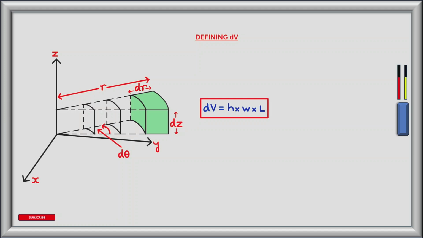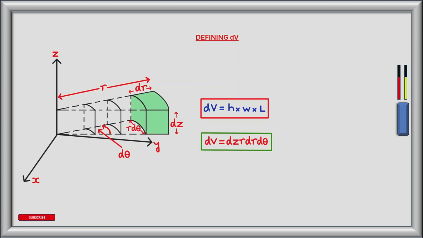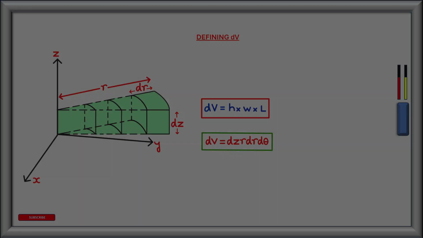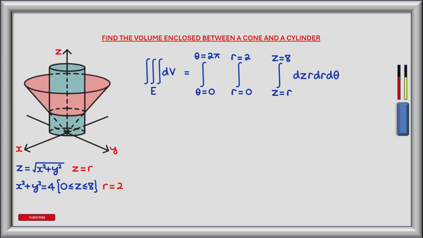Now the arc length of a circle is given by the radius multiplied by the central angle theta. In this case, theta is infinitesimally small, represented by d theta. If we now put all these infinitesimally small dimensions together, we see that the volume dV is given by dz r dr d theta, and we sum all these pieces of volume using our triple integrals to get the total volume. So we now have our triple integral where we are integrating dz r dr d theta.